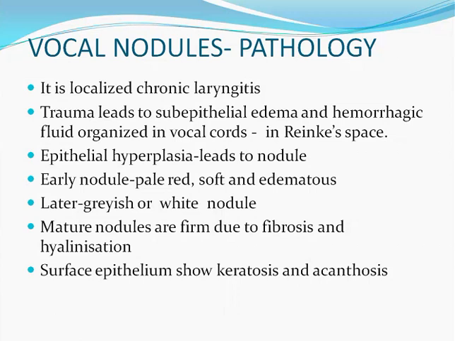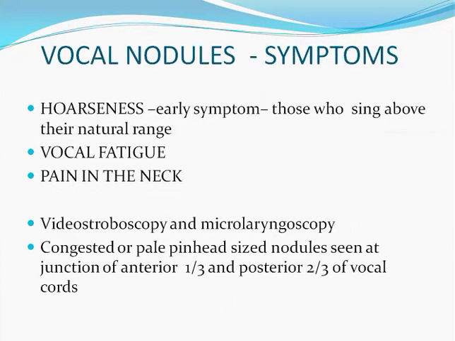The early nodules are pale red in color. They are soft and edematous. Later, it slowly turns into a grayish or white nodule. First, they start pale red because of the hemorrhage, soft and edematous. Later, it turns into a grayish and white nodule. When the nodule matures, it forms a firm nodule due to fibrosis and hyalinization.